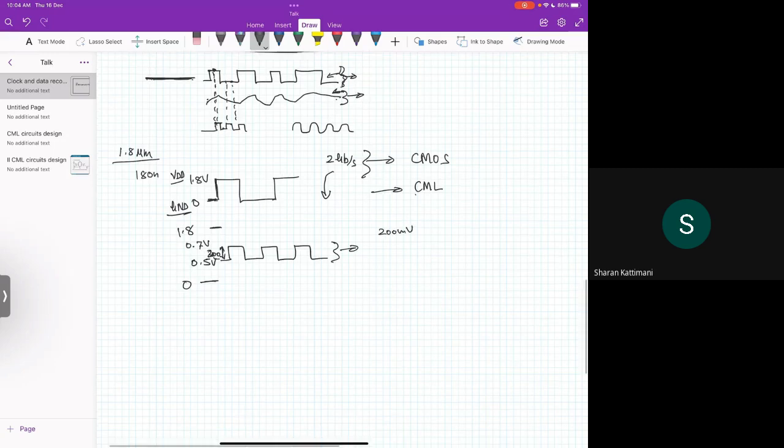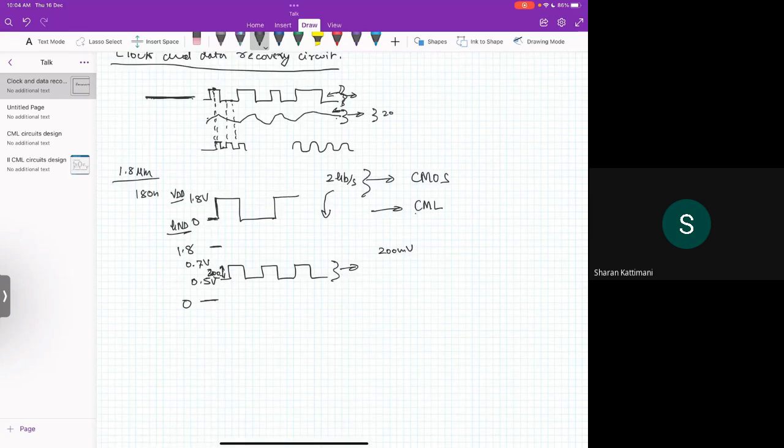So you can understand that if this is 200 millivolt, then when it is bad data, it is very difficult to detect this logic, because this variation of 0 and 1 can be as less as 50 millivolt. So recovering the data is a challenging task.